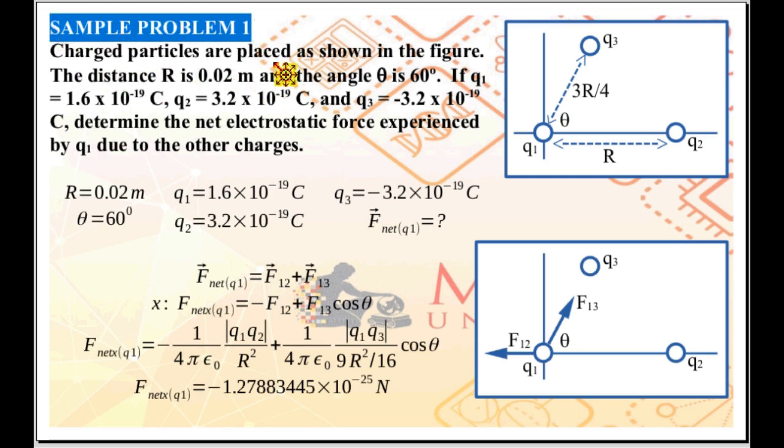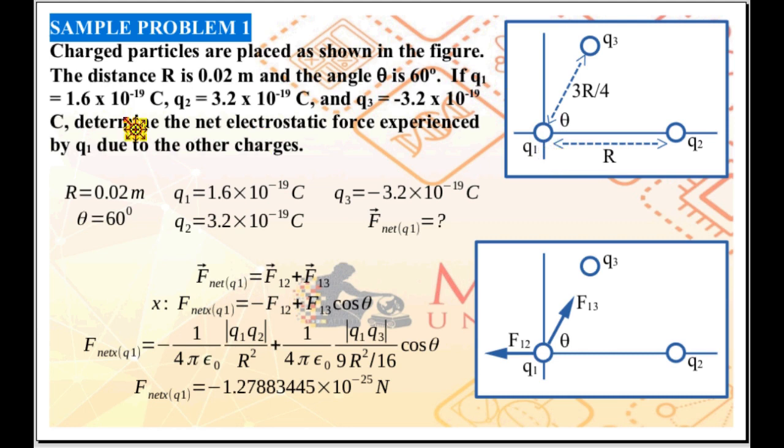Charged particles are placed as shown in the figure. You have charge Q1 at the origin and Q2 lying on the x-axis, distance r from Q1, and you have Q3, distance 3r over 4 from Q1 at an angle theta with respect to the x-axis. Distance r is 0.02 meters and the angle theta is 60 degrees.